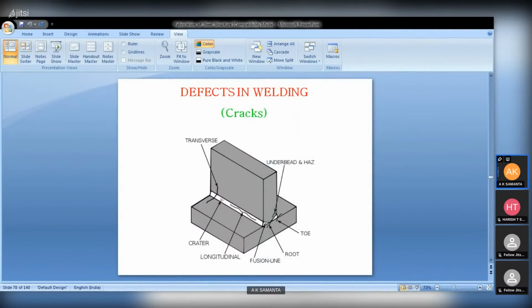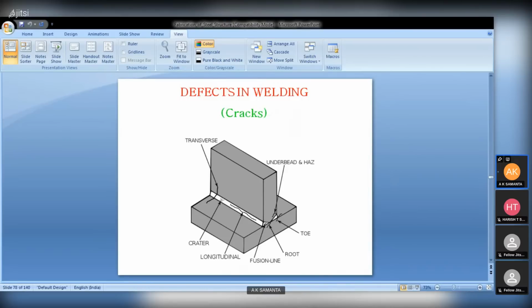Now another is crack. Crack is the most dangerous thing in welding. As I have told, there are normally three types of crack. One is hydrogen induced crack, another is solidification crack, and another is lamellar tearing. Now one by one, hydrogen induced crack: during welding hydrogen will be trapped inside, and when the weld pool cools down, that hydrogen will tend to come out. But if it is not possible to diffuse it out, then it will remain trapped inside the weld pool, and sometimes it will make a crack.